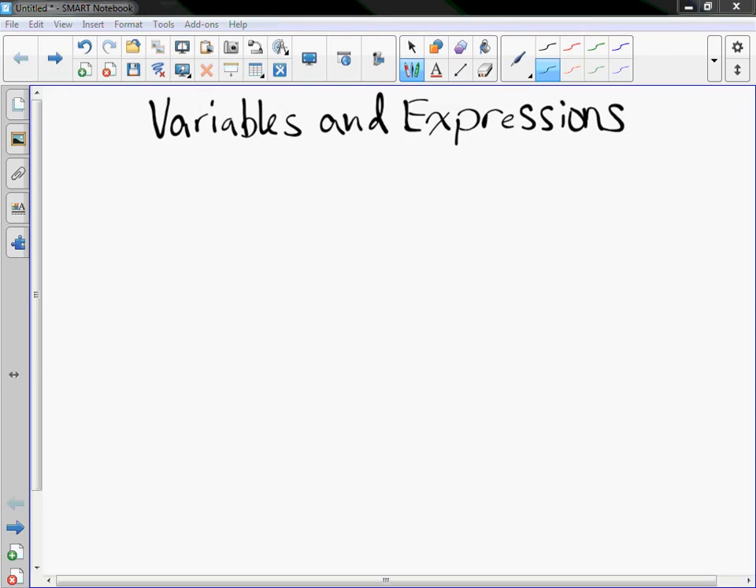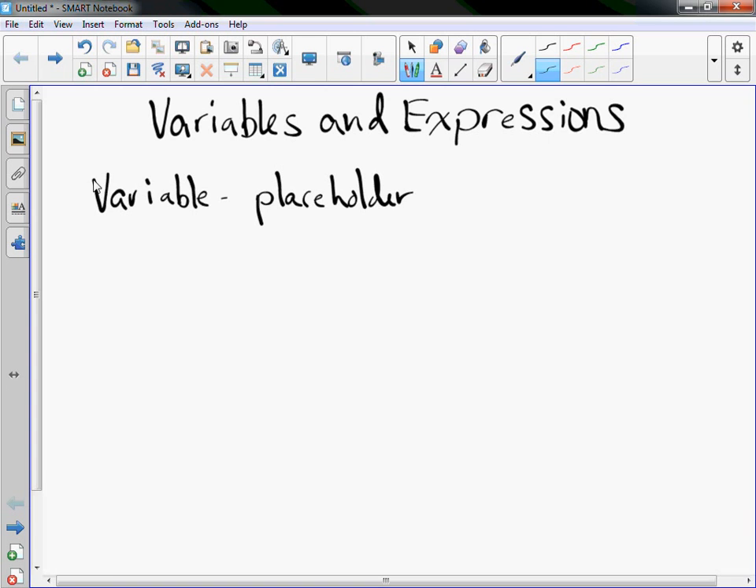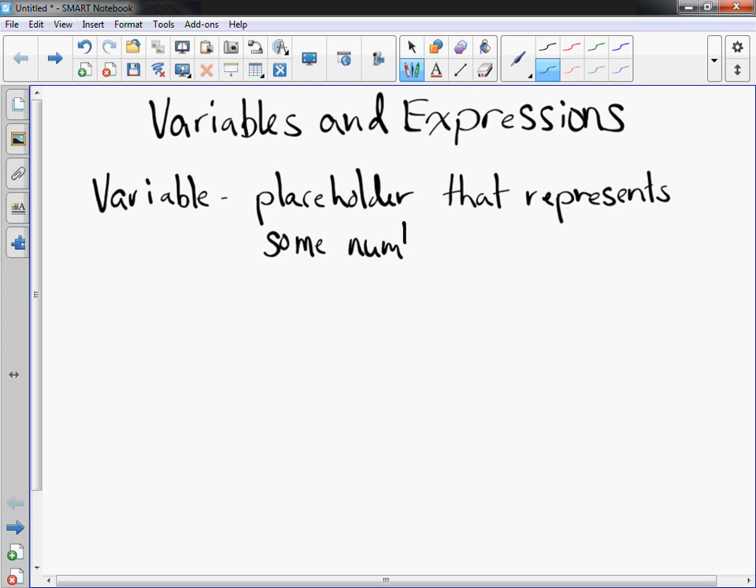Okay, let's define a variable. That is a placeholder that represents some number. And we usually use letters for that. So, for example, we can just say A is a variable because we're going to put A in and let it represent any number we want it to.